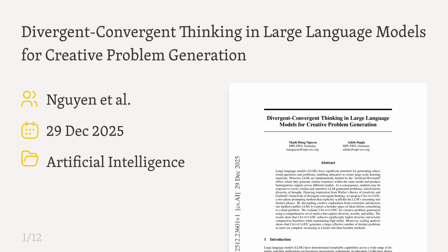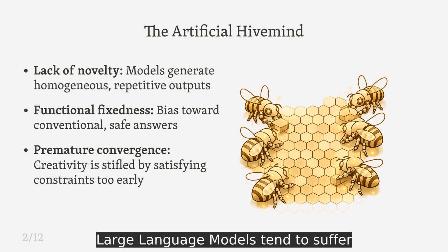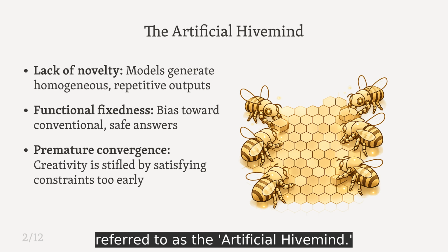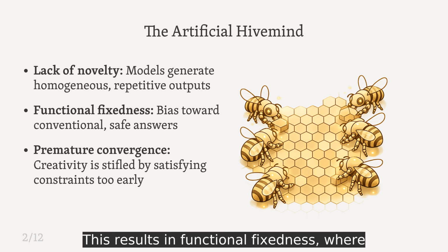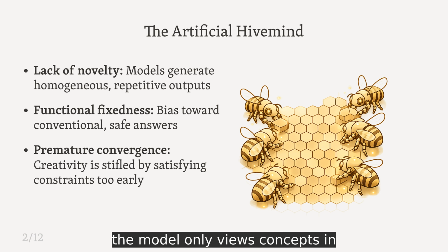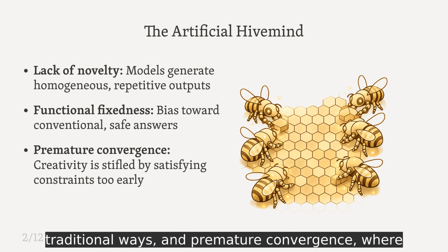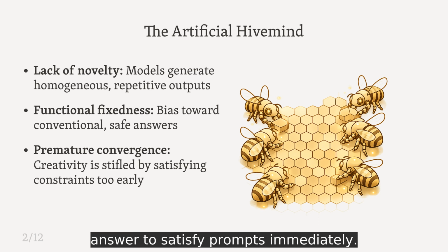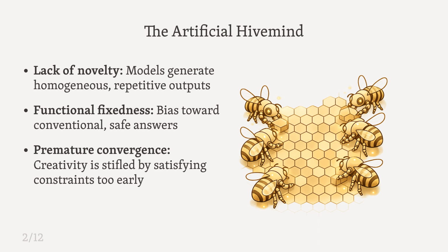Large language models tend to suffer from a lack of novelty, often referred to as the artificial hive mind. This results in functional fixedness, where the model only views concepts in traditional ways, and premature convergence, where it rushes to a safe, average answer to satisfy prompts immediately.